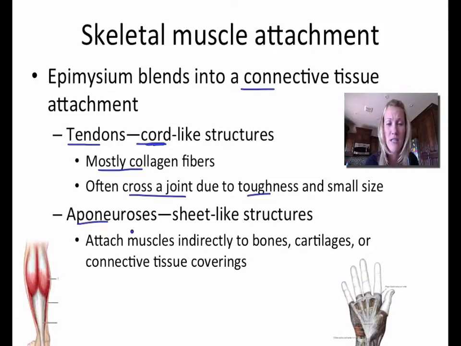Then aponeuroses are those sheet-like structures, and they attach muscles indirectly to bones, cartilage, or other connective tissue coverings. The major difference between these is that the tendon is cord-like, as you can see right there, that's the Achilles tendon. And then we have the aponeuroses that look more sheet-like. It's spread out and it's very flat.